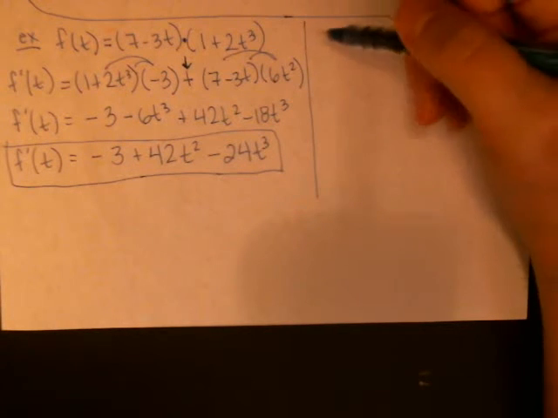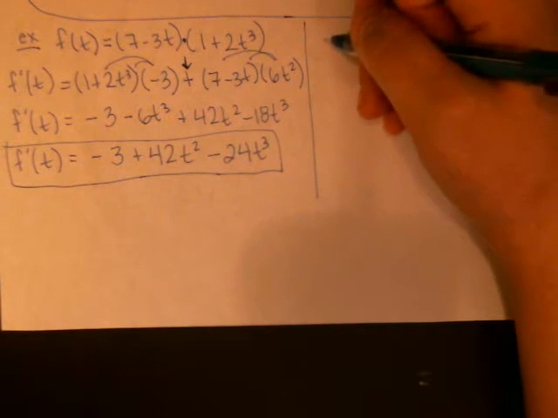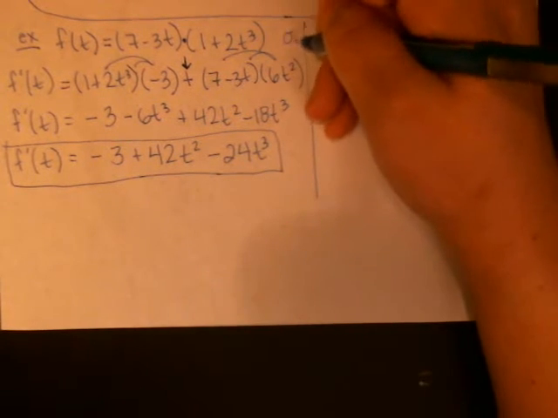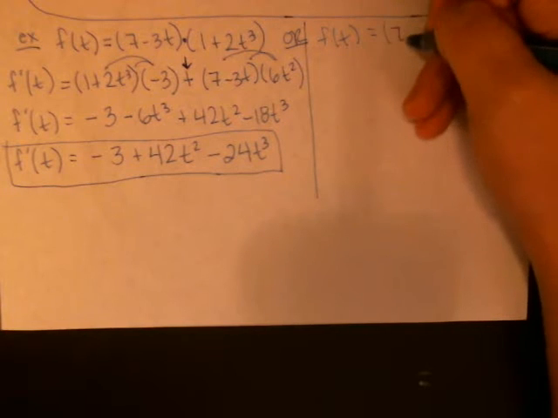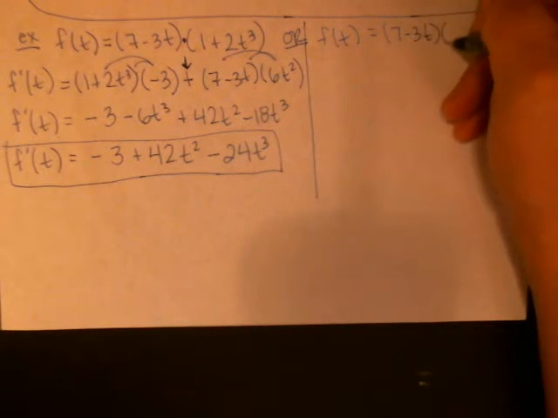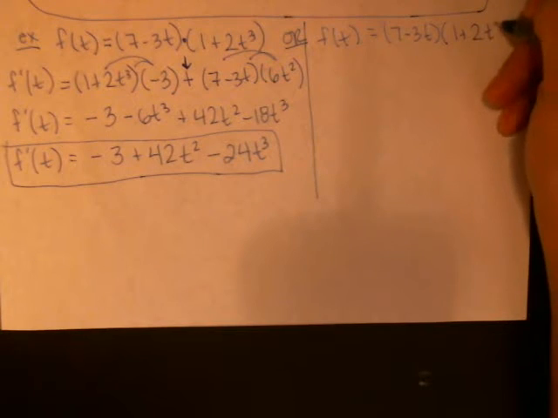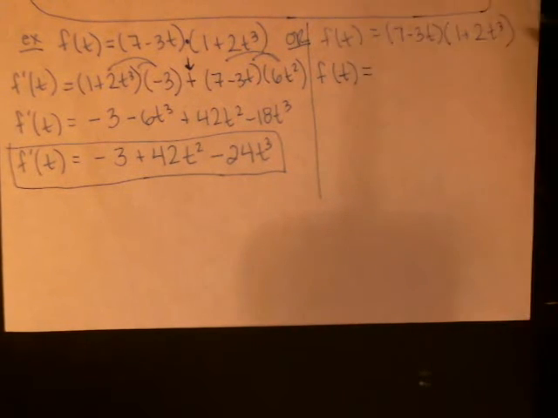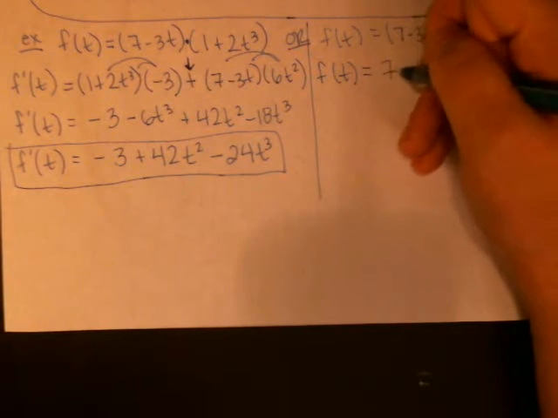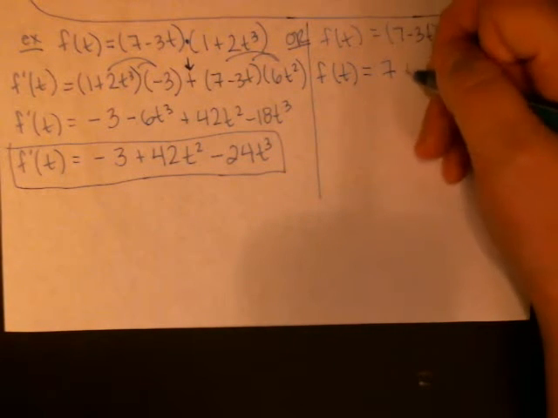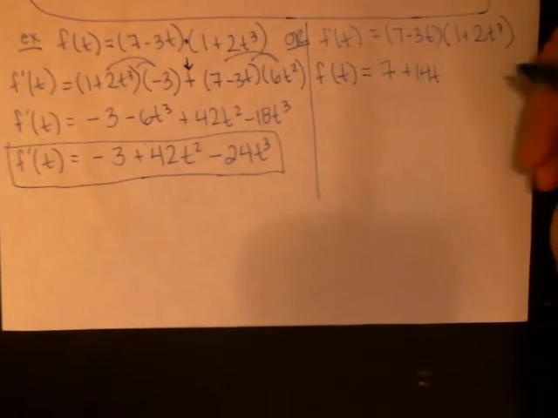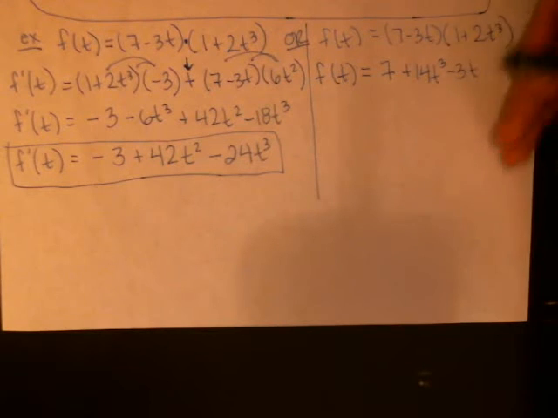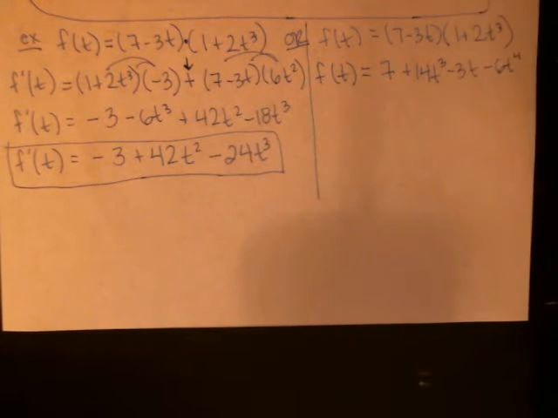Let's compare it to the old way. So the old way, we would start with this exact same thing. f of t equals. This is an alternative, you don't need to do both, but it's nice to see if they really do give you the same result or not. Okay, so the old way would be to do the work up front of multiplying this thing out. So we'd get a 7 plus a 14t cubed minus a 3t minus a 6t to the fourth.